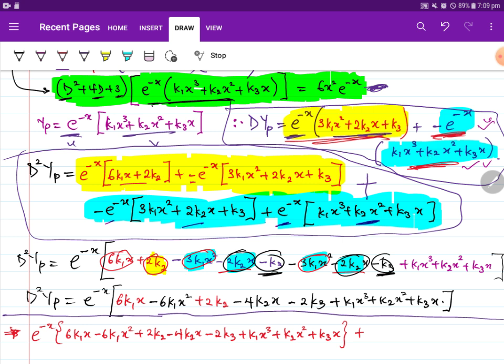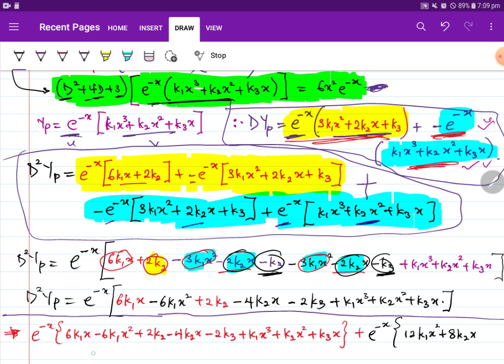Now let's just factorize the exponentials out. I can see it's the same thing as plus exponential minus x into bracket, but don't forget 4 is multiplying it. So 4 is multiplying everything inside the bracket. Now 4 times 3k1x squared, that will be 12k1x squared. 4 times 2, that's plus 8k2x.